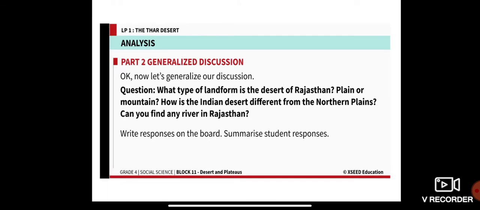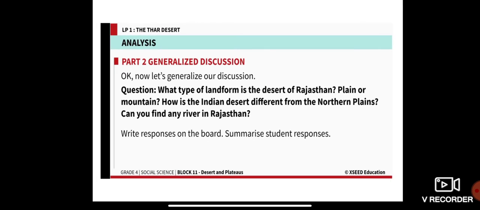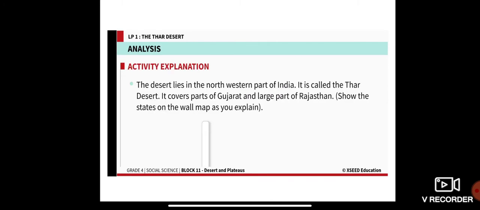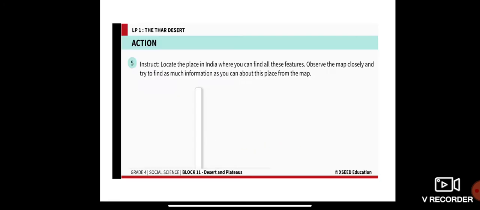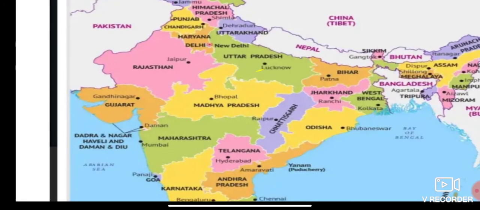Okay, so let us generalize our discussion. What type of landform is the desert of Rajasthan? What kind of land formation is there in the desert of Rajasthan? Is it plain or mountain? How is the Indian desert different from the northern plains? Can you find any river in Rajasthan? So what type of landform will you find in Rajasthan?